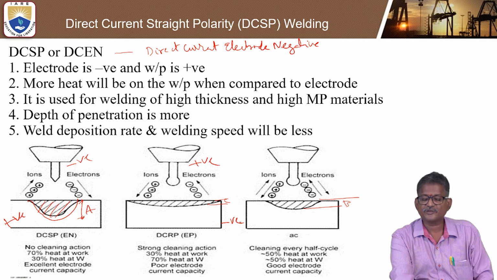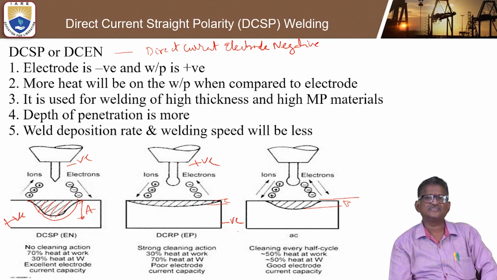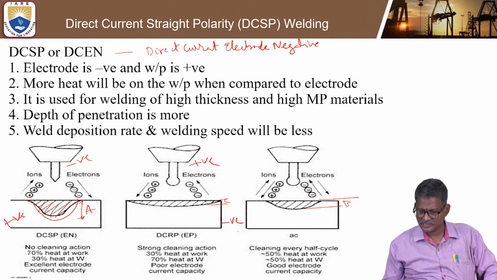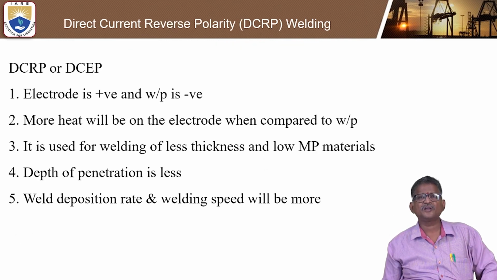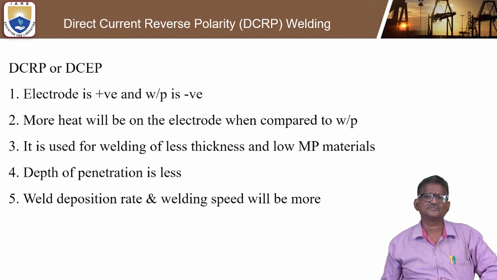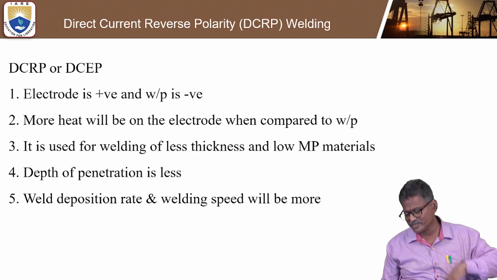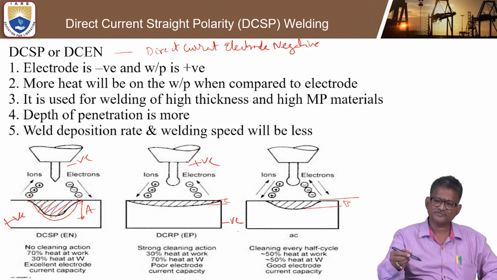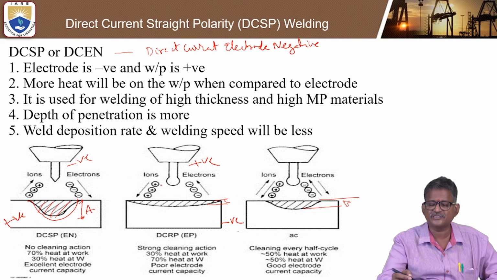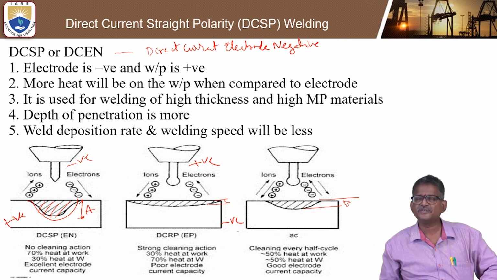Okay, here the workpiece is negative and the electrode is positive, meaning more heat will be on the workpiece compared to the electrode. Okay, that is DCSP. In reverse polarity, more heat will be on the electrode when compared to the workpiece. Okay, depth of penetration is very less, and here the deposition rate and welding speed are very high. So that is what you can see, the flow of electrons and all, more deposition rate. Okay, and the speed is also very high.